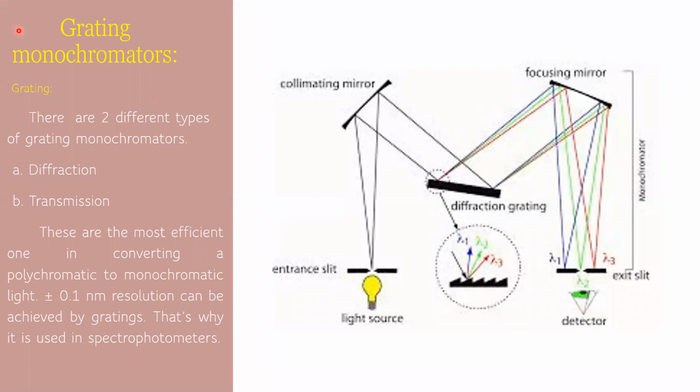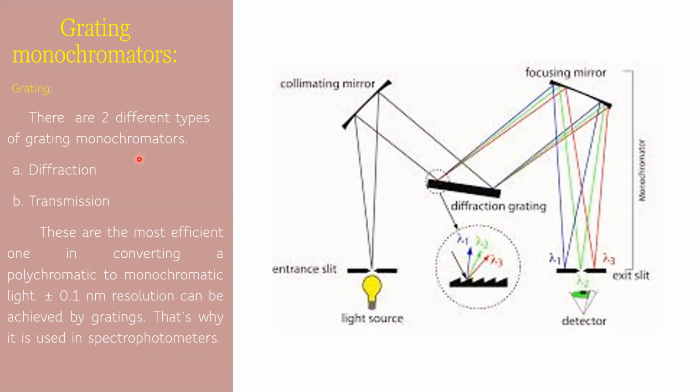The second one is grating type monochromators. These grating type monochromators are again divided into two types, that is diffraction grating and transmission grating. These are the most efficient ones in converting polychromatic light to monochromatic light. So once again, what is the purpose of these monochromators and filters? It is the conversion of polychromatic light to monochromatic light, because we need only monochromatic light. For converting that polychromatic light to monochromatic light, we can use these filters and monochromators.